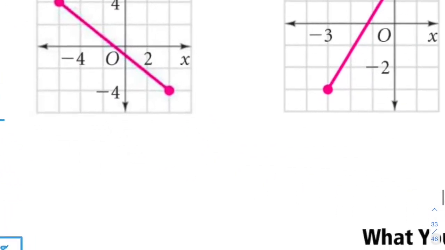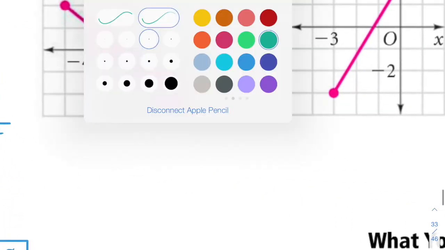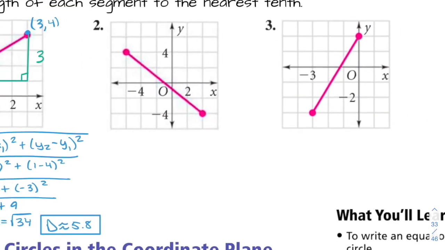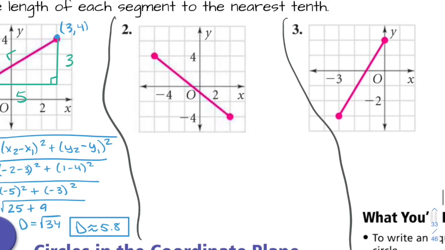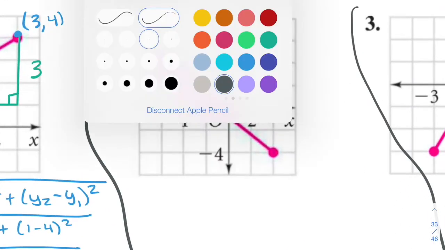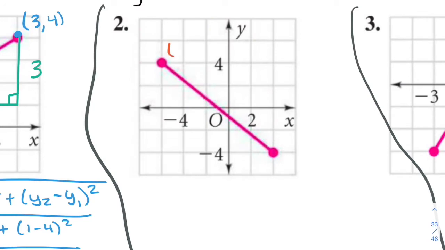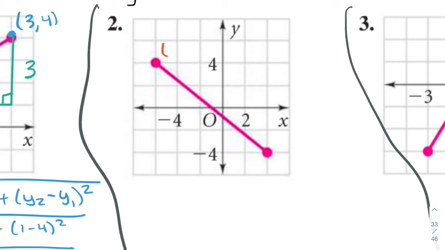All right, but let's just do distance formula from here on out. Let me create some separation in the notes. Looks like this is negative. Oh, this is counting by twos. Be careful. Negative 2, 4, 6.